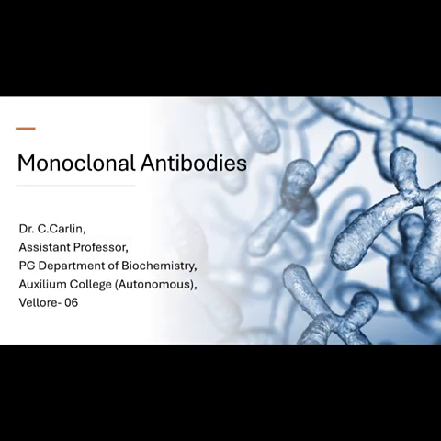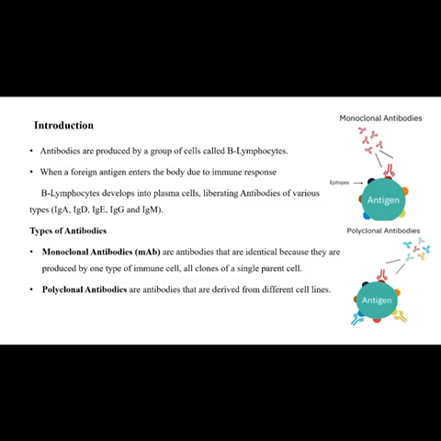Good day to all. In today's video, let's discuss monoclonal antibodies. Generally, antibodies are produced when a foreign antigen enters the body, due to the immune response. B lymphocytes develop into plasma cells and produce antibodies of different types. The types of antibodies are monoclonal antibodies and polyclonal antibodies.